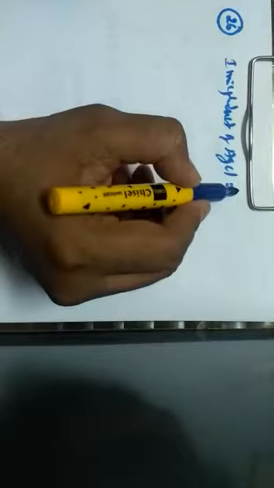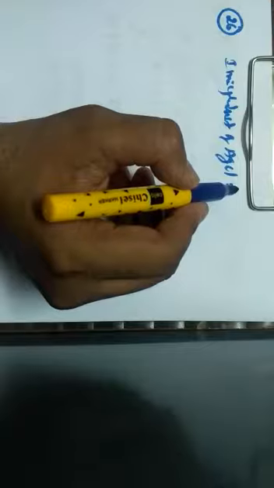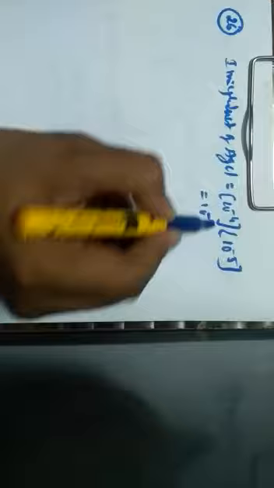So first, what has been given? It has been given as ionic product. So when I calculate the ionic product of AgCl, it is 10 to the power of minus 5 moles of chloride ions treated with 10 to the power of minus 4 moles of silver nitrate. So it is 10 to the power of minus 4 into 10 to the power of minus 5, that is equal to 10 to the power of minus 9.